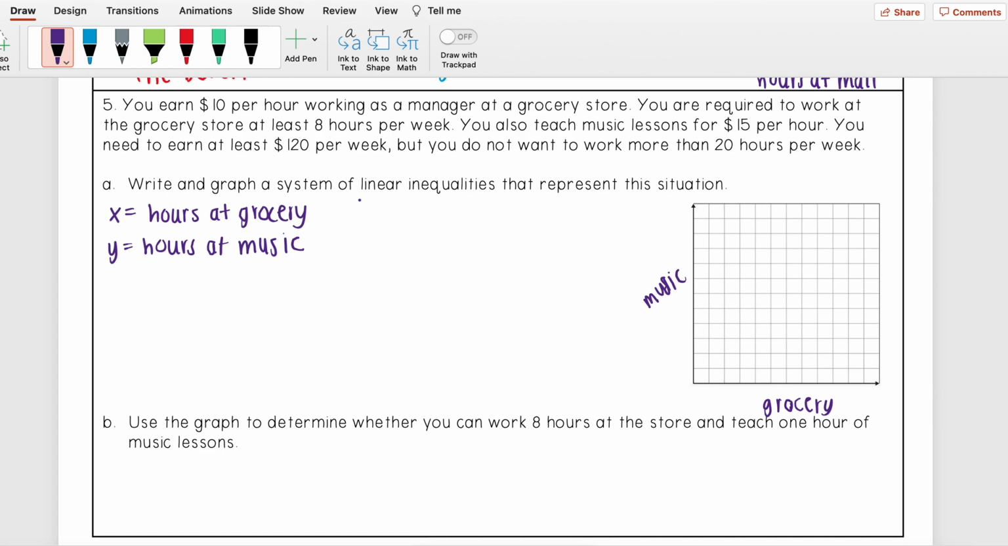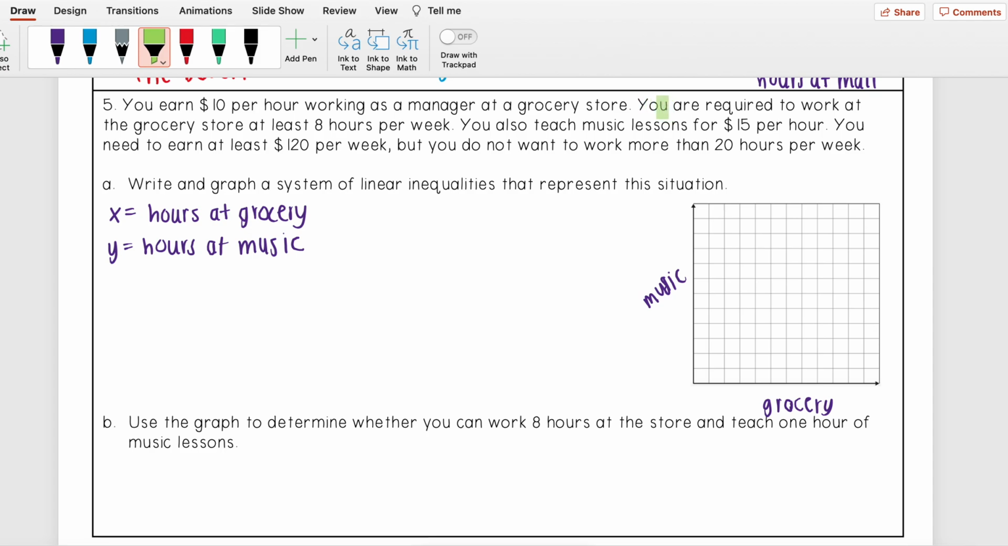And so I want to write and graph a system of linear inequalities that represent the situation. So I'm going to go ahead and start just working through all these sentences. Okay, so it says you earn $10 per hour working as manager at a grocery store. No inequality there, that's just telling me how much I earn.